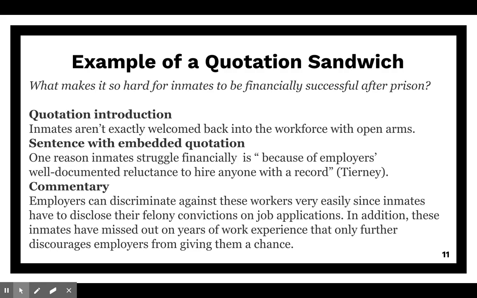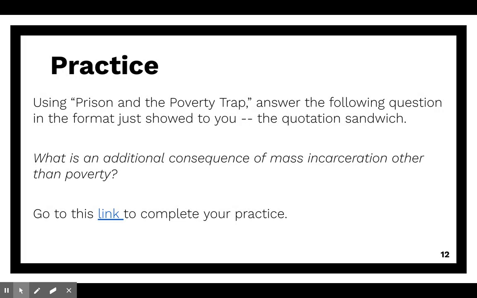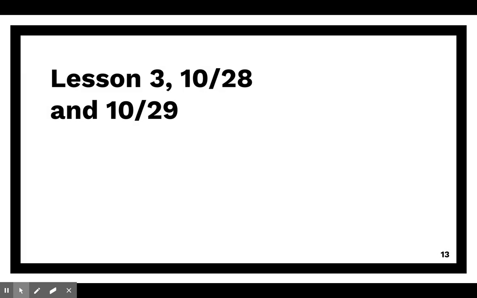So I do want you to practice this skill. So using prison and the poverty trap, answer the following question in the format that I just showed to you, the quotation sandwich. So you'll find this in the unit PowerPoint. And this is the question: what is an additional consequence of mass incarceration other than poverty? And then if you'll click on that link, it's going to provide you with a place to write one of these quotation sandwiches where you write an introductory sentence, a sentence with a quote in it, and at least a sentence of commentary. So we will stop there.